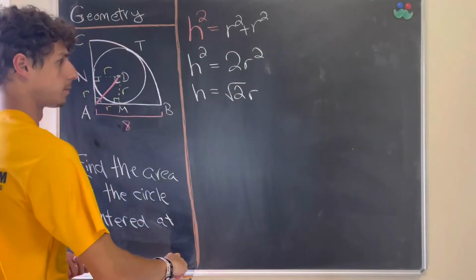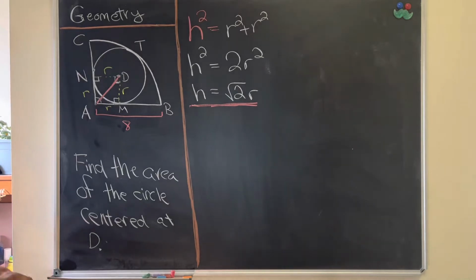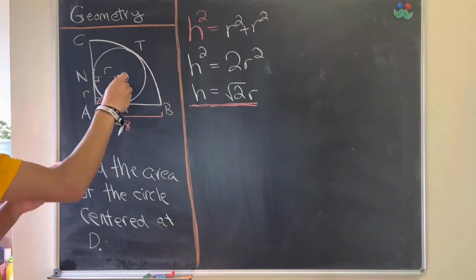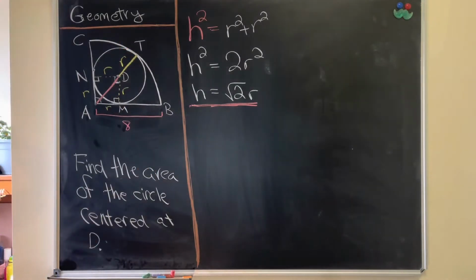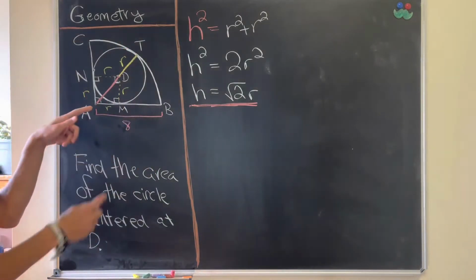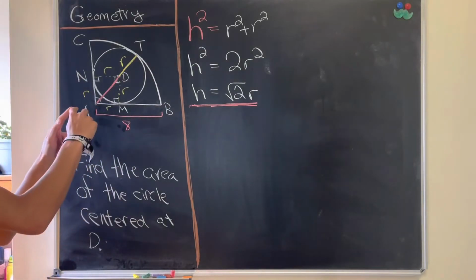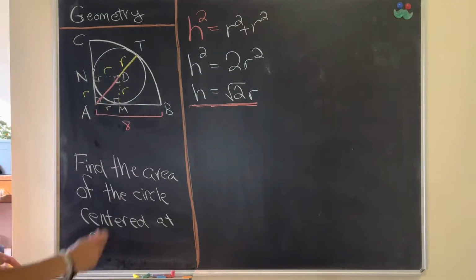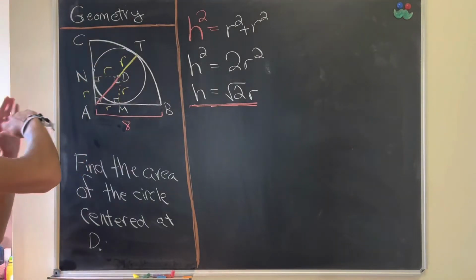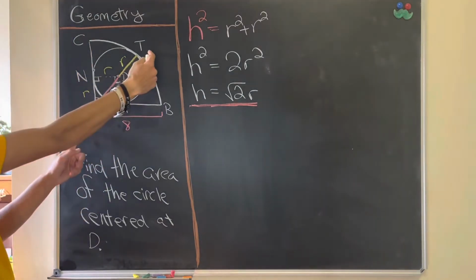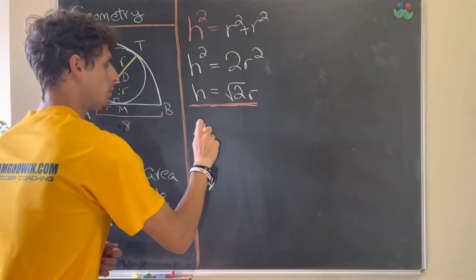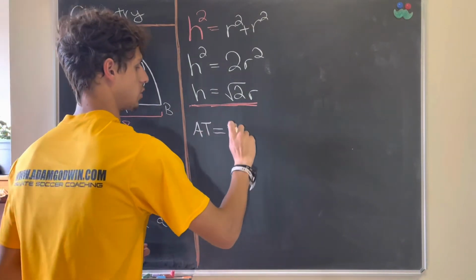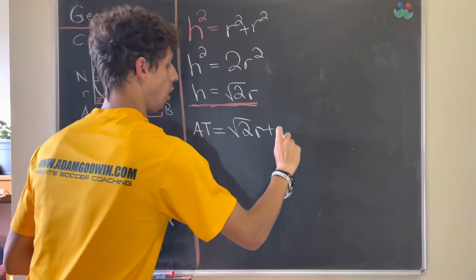Okay, but now we have another little interesting fact, and that is that D connects to T in length r as well, because that's another radius of the smaller circle. But because both of these line segments form a right angle here, we know that this red line segment that we've called h is connected to this line segment DT, and that there's continuity there. That is one continuous line segment from A to T. So we know that the distance from A to T is equal to h plus r. So that's the square root of 2 times r plus r.